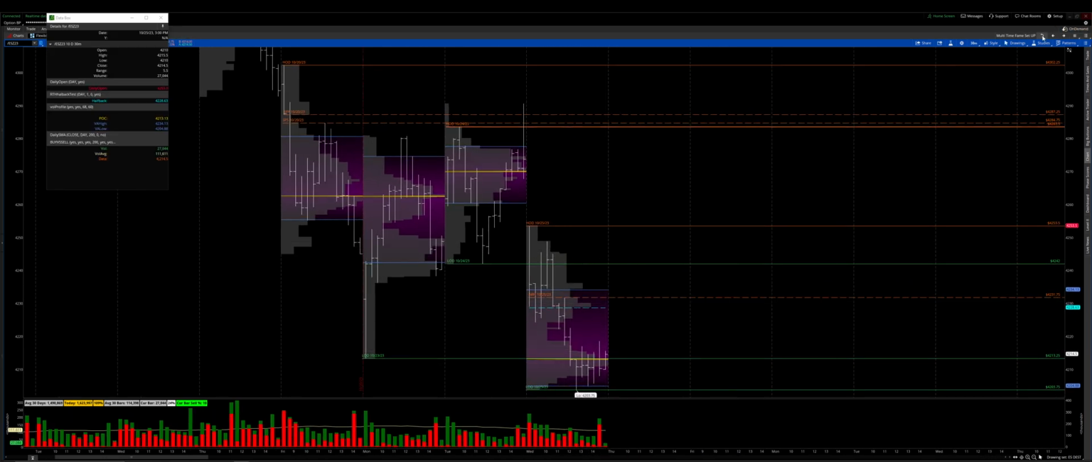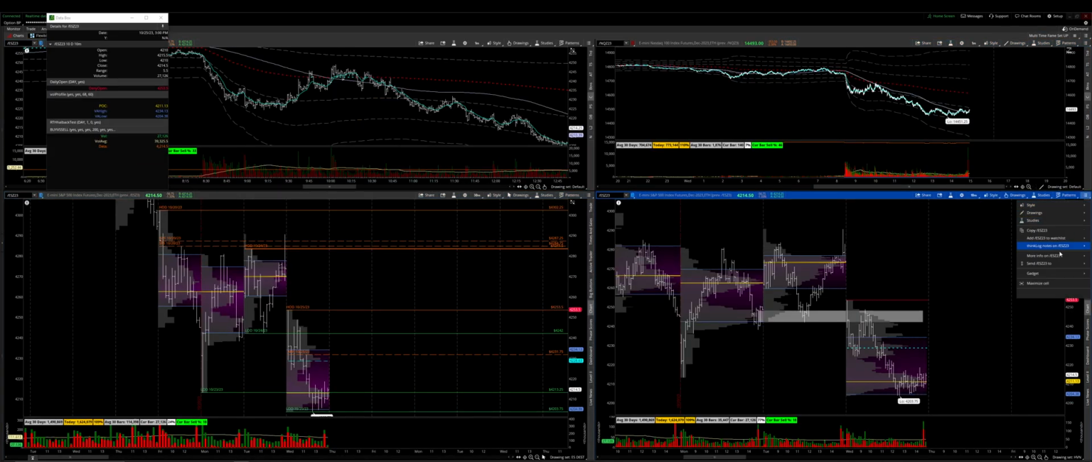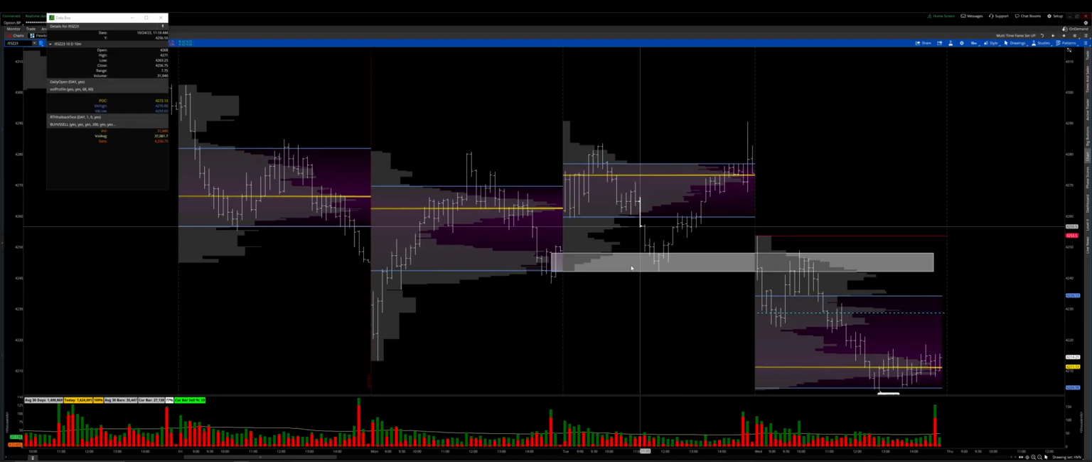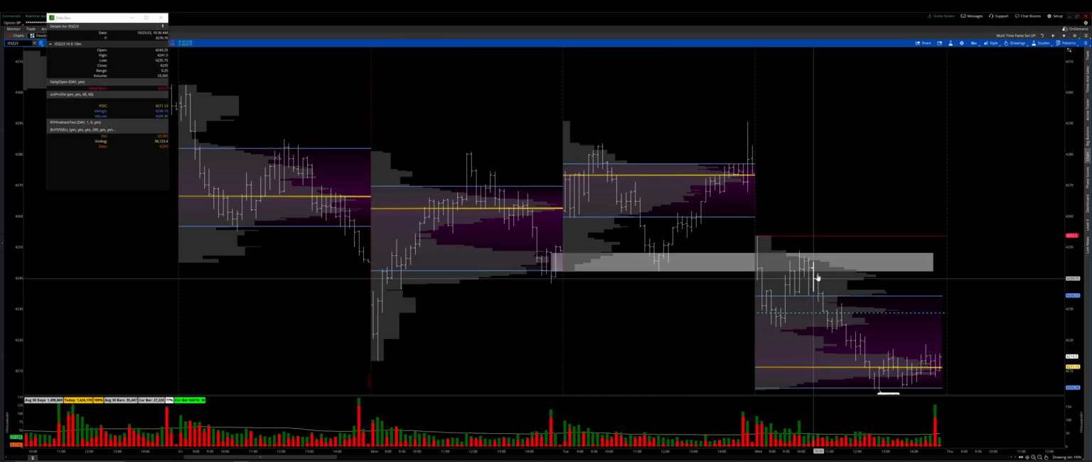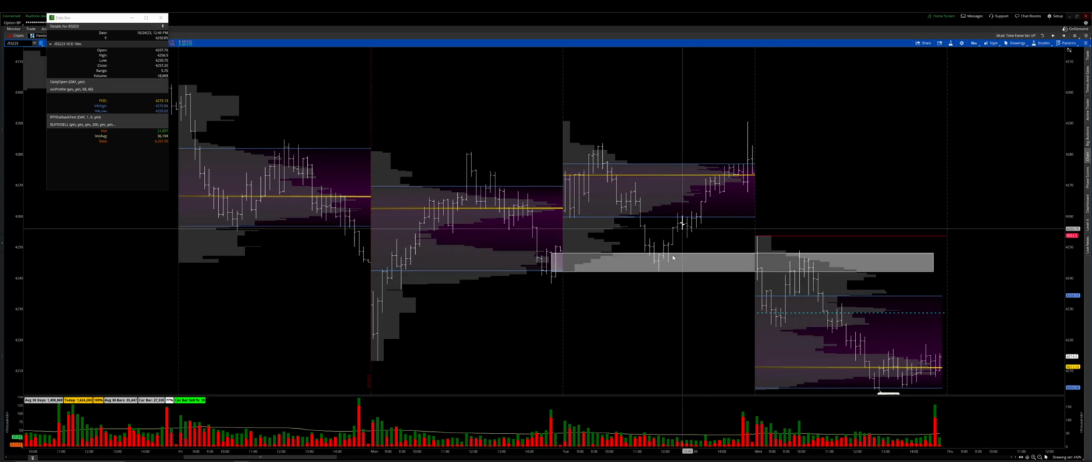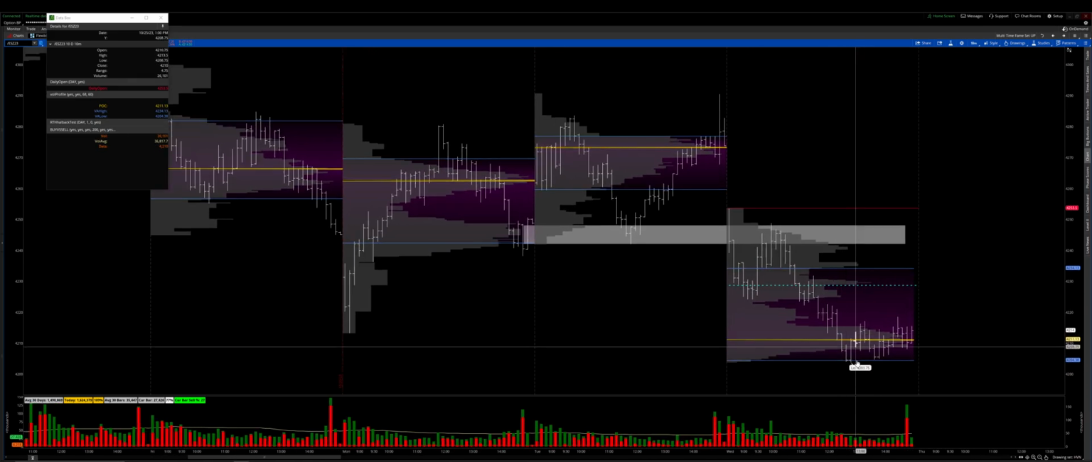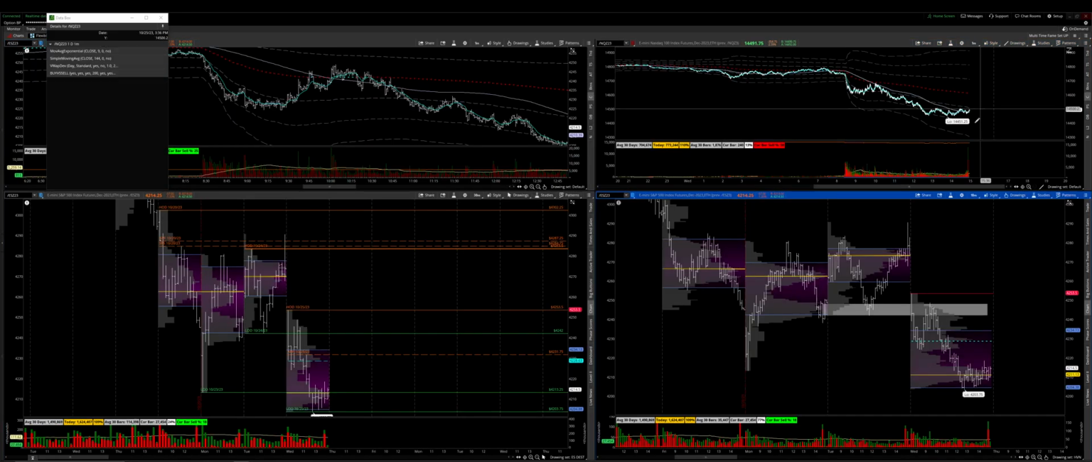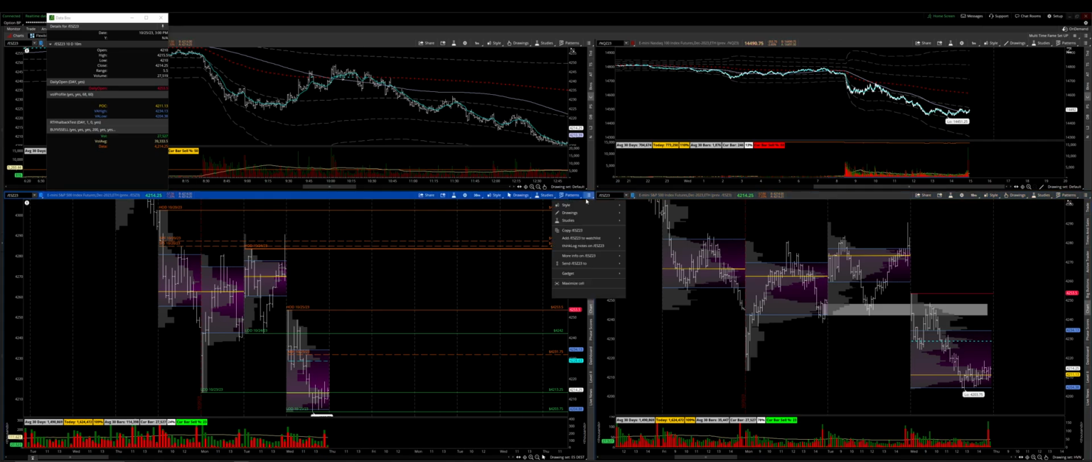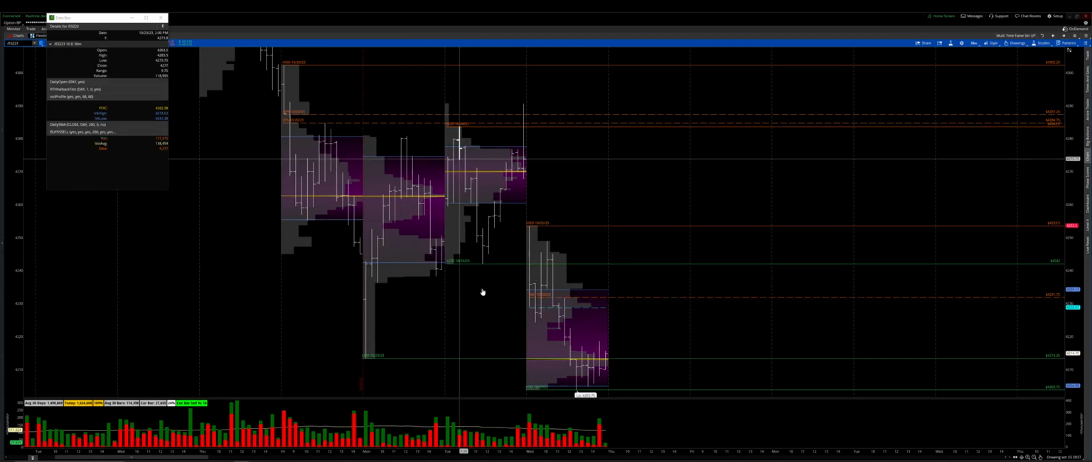Another thing I want to point out is that high volume node where I was taking longs yesterday. Today, guess what? When we pushed back up into it, we found that area as some type of resistance. So we broke below it, came back, retested it, and then got a drive lower all day long. That just happens to be last week's low as well.